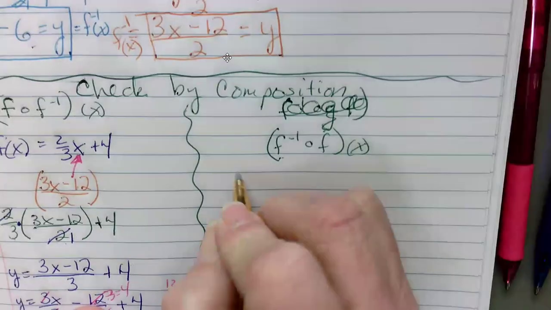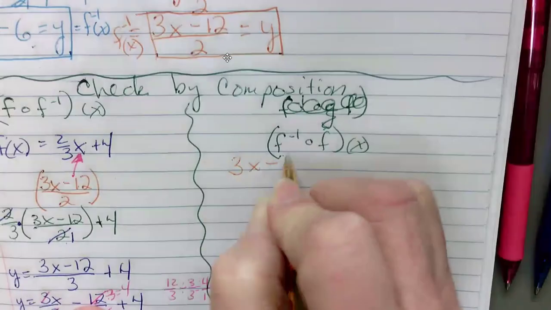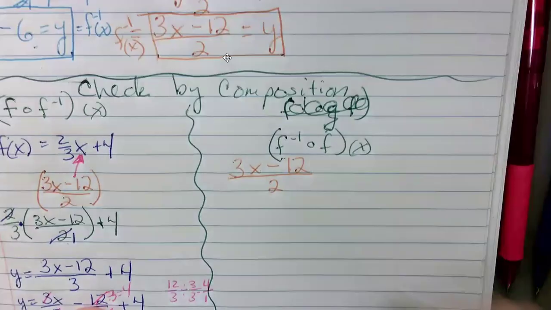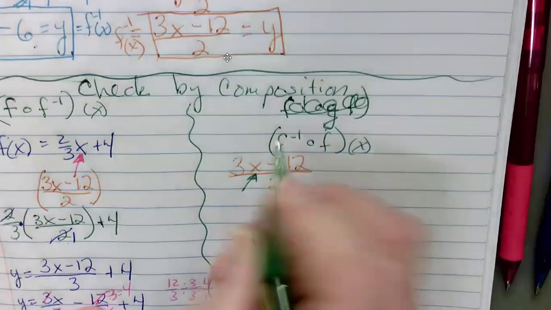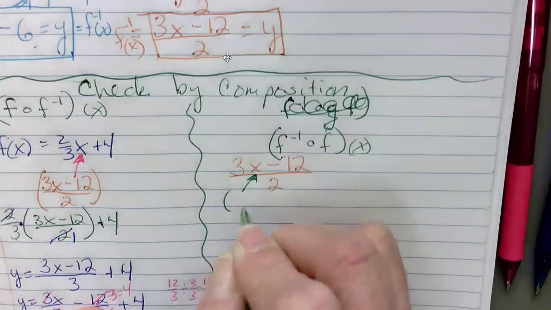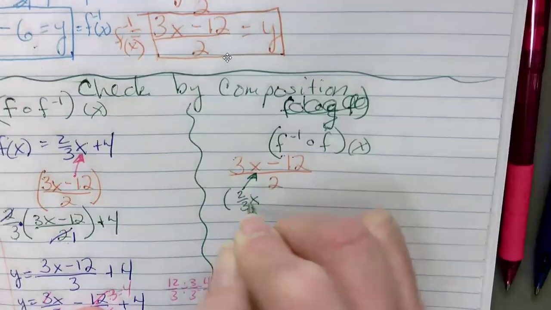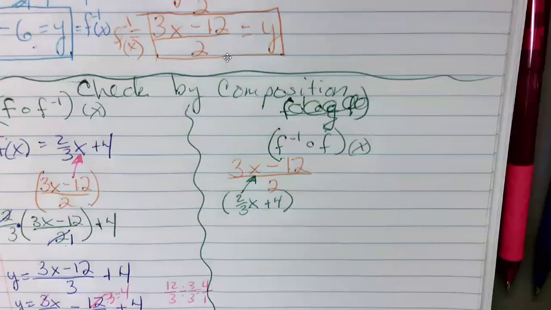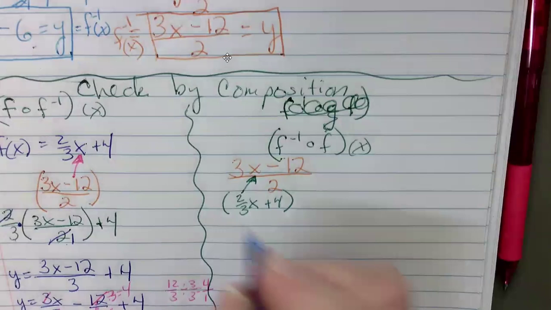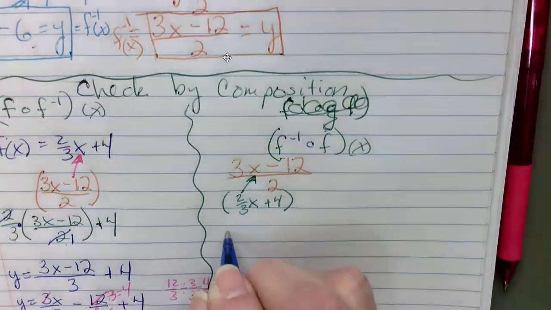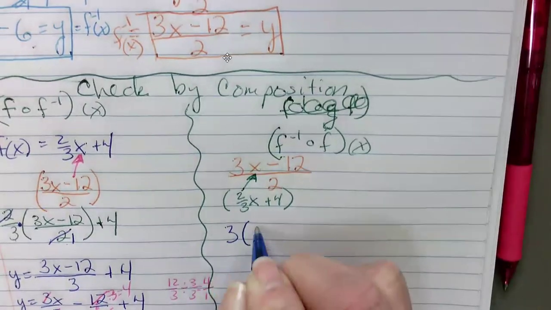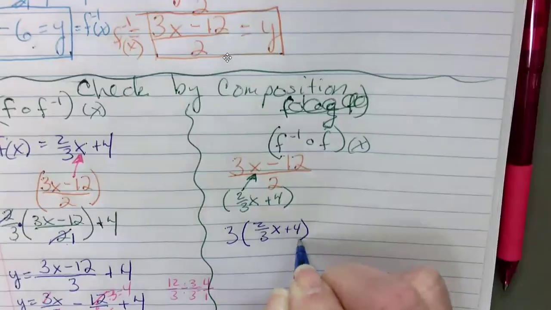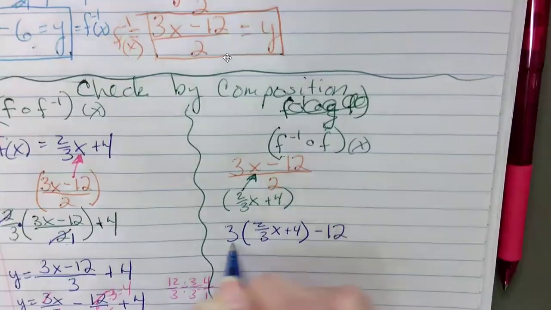So we've got 3x minus 12 all over 2. Then we draw our arrow, because for that x, I'm going to put in our original equation, which was 2 over 3x plus 4. And then I end my parentheses so I know that goes inside. Then I go ahead and transfer that so that they're all together. And we get 3 times 2 over 3x plus 4, end that parentheses, minus 12 all over 2.